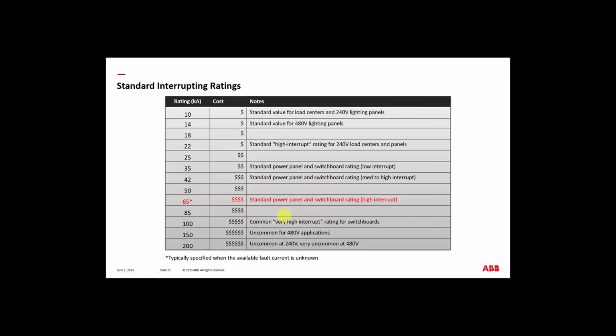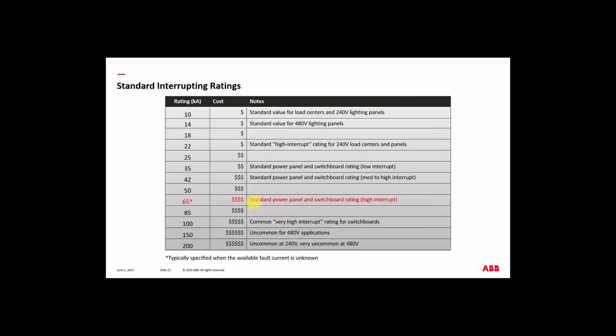So that's what everybody picked. And I found it interesting, the poll question confirmed that. Everybody picked 65. But 65 is really high interrupt rating stuff, and you pay for it. It's more expensive than the same switchboard in 35 kA. And there's really no difference in technology. It's mostly a labeling exercise, but there's a significant cost bump.